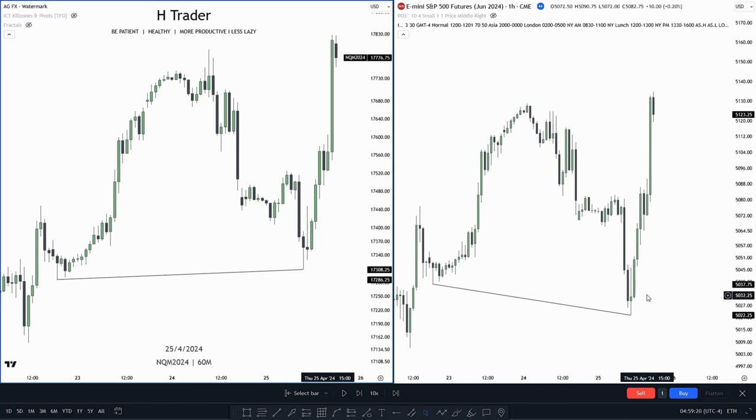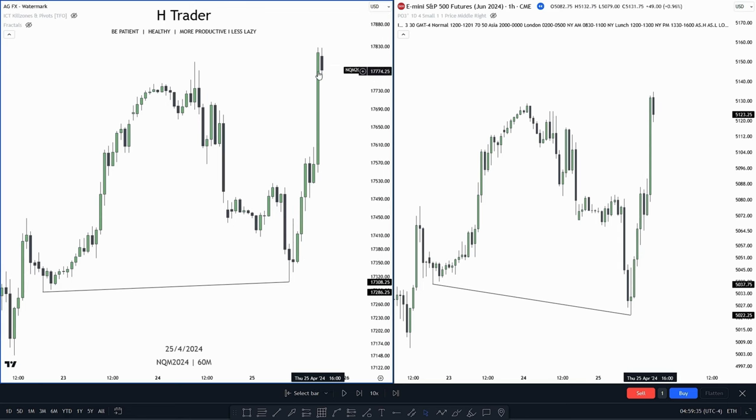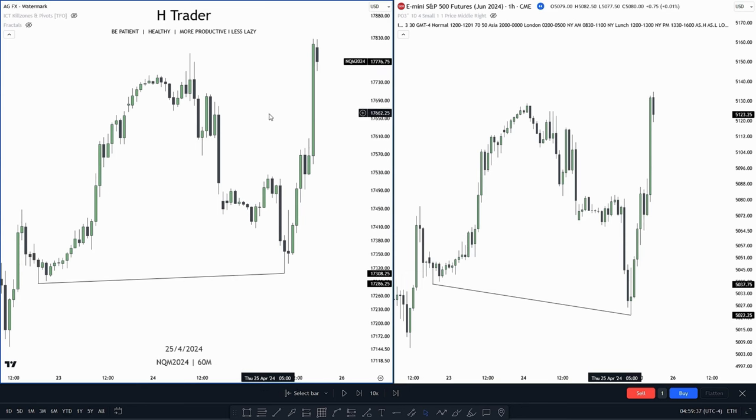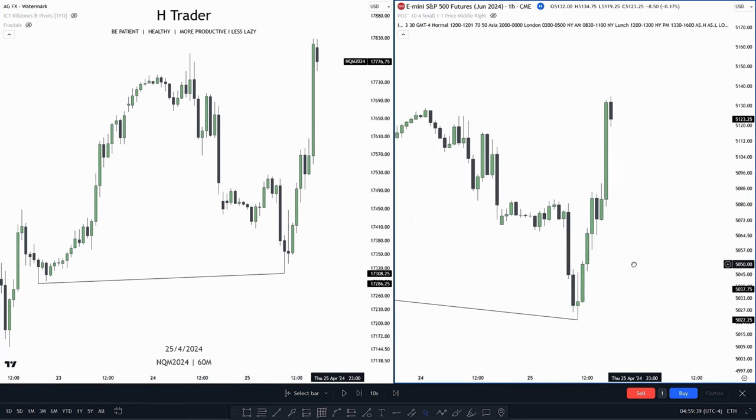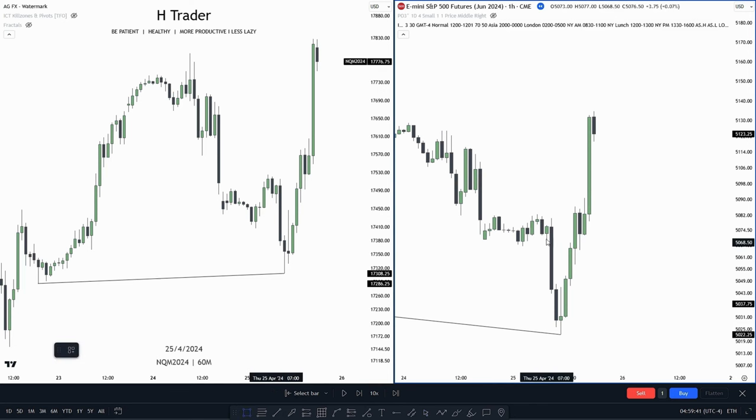But then price makes a lower low compared to this low, and that creates an SMT. And when price creates this SMT, we can indeed see, as we just talked about before, that price is starting to reverse from there, moving higher. And if we were to take a trend entry, we can see that we have an IFVG right here.